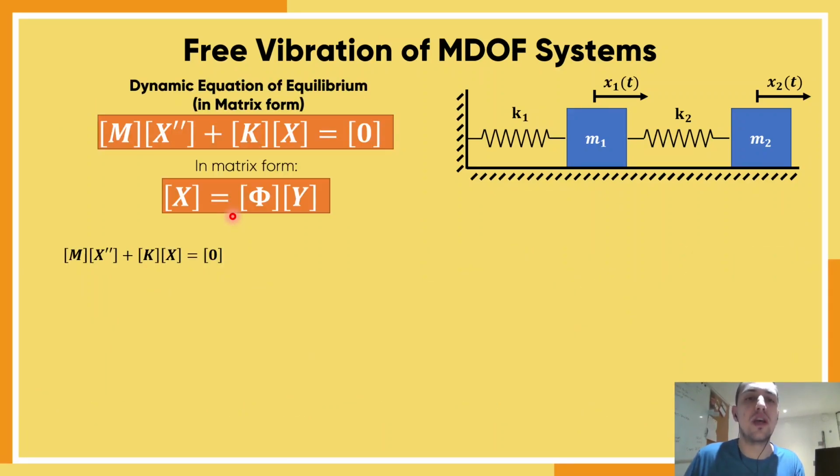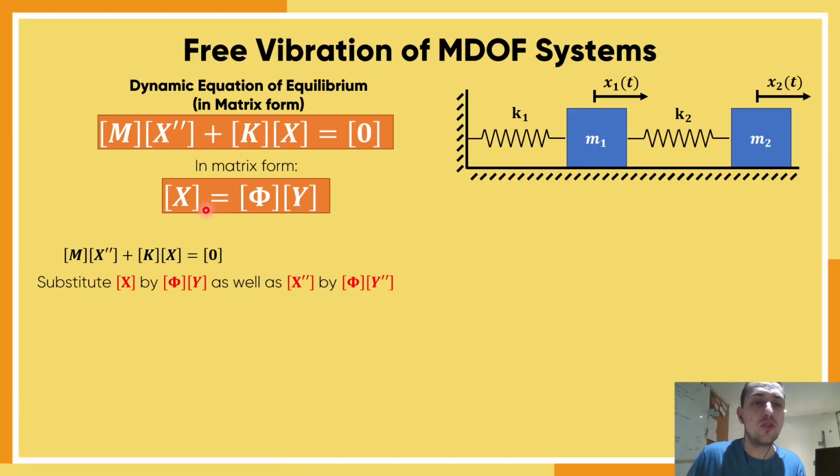Now let's just look into some mathematics to try to wrap up why this works. So if we look at the dynamic equation of equilibrium in matrix form, and remember that this gives you the coupled equations, so that's not what we're interested in. So the first transformation we're going to do is replace x by the modal matrix times the modal displacements. So if we do that, we get to this equation.